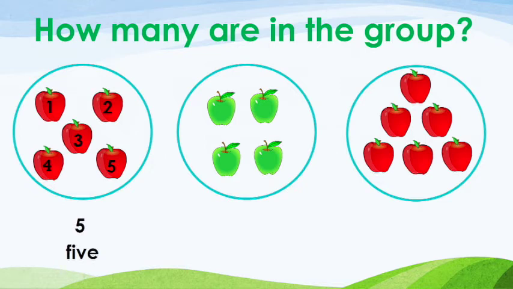Let's go to our next group. 1, 2, 3, 4. There are 4 green apples in this group. And our last group, 1, 2, 3, 4, 5, 6. There are 6 red apples in this group.